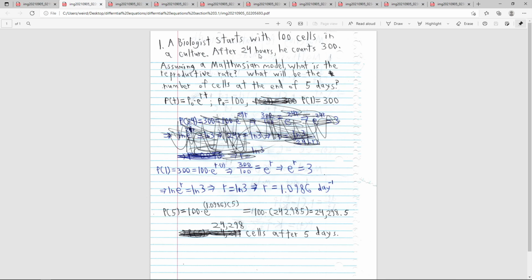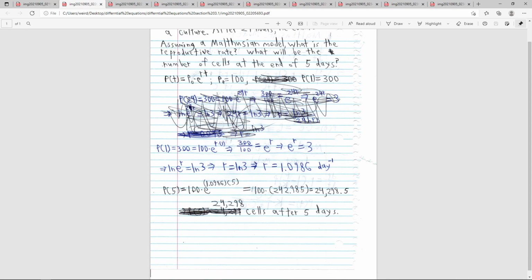So 100 cells, 300. P0 times e to the rt is what our population at any time t is. P of 0 equals 100 and P of 1 equals 300. Ignore these scribbles.